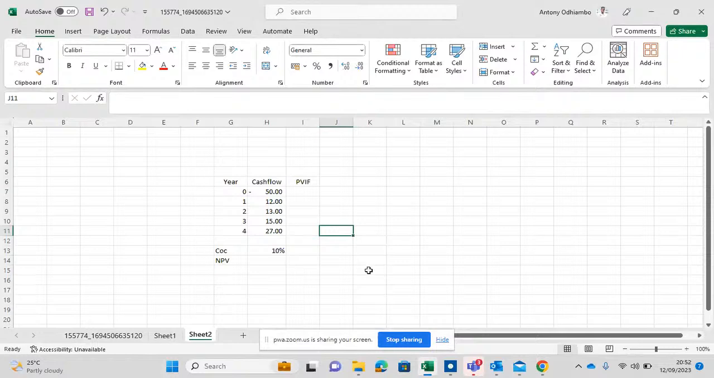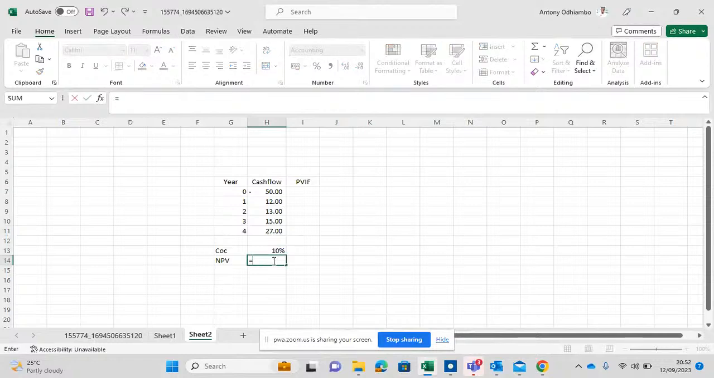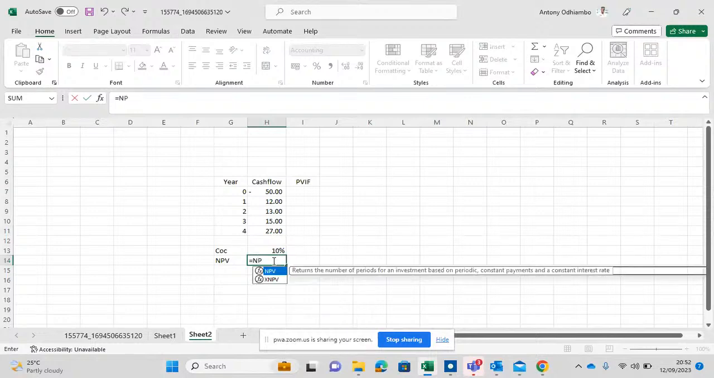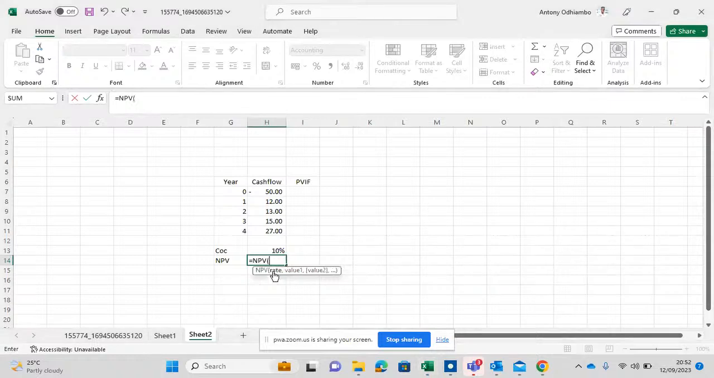So can we go underneath NPV? Say equals. We must always begin with equals to activate a cell. Then you press NPV. Double click that blue one, NPV. You can see it is telling you things there. It is asking you, what is the rate? The rate is the cost of capital. Pick that 10% very fast, comma.